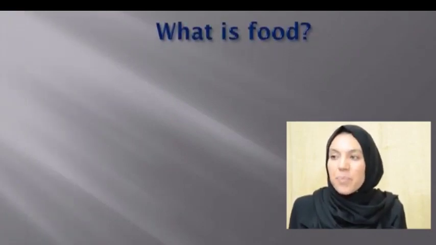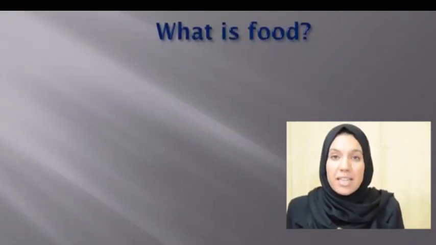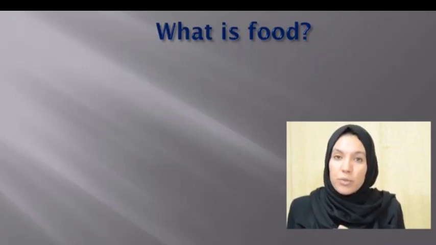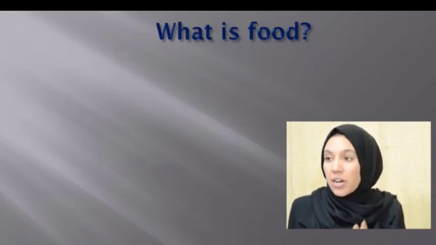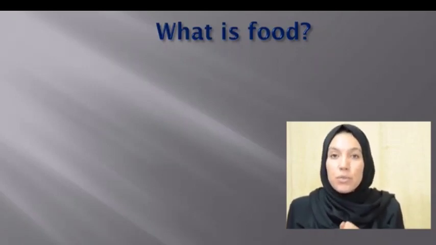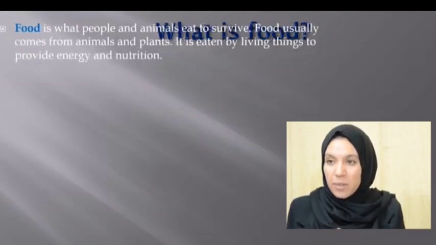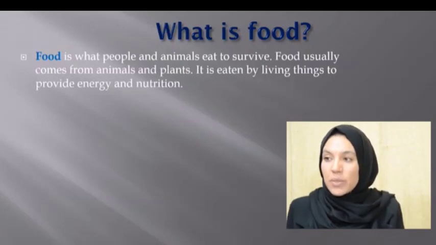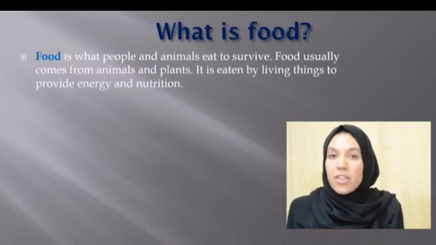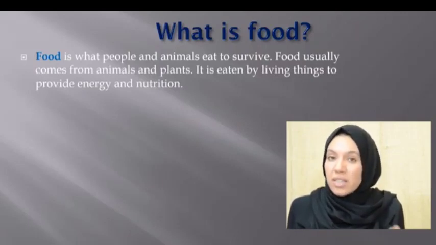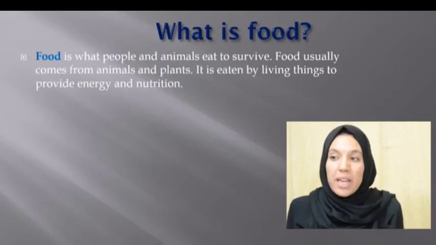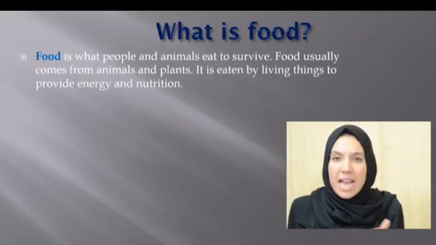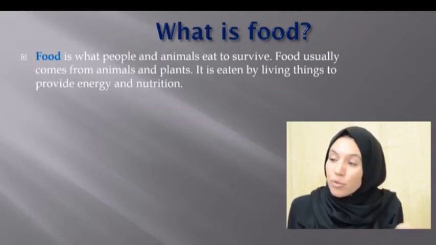Now, as I said, part number one is dedicated to defining the word food. As you can see, we've got here a question. What is food? To put it simply, food is what people and animals eat to survive. Meaning that everything that we eat is simply food. What people eat, what animals eat, it could be anything, we call it food.